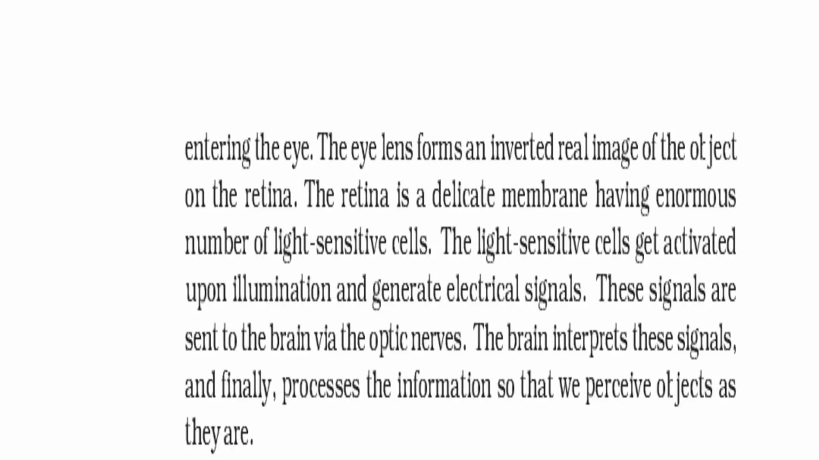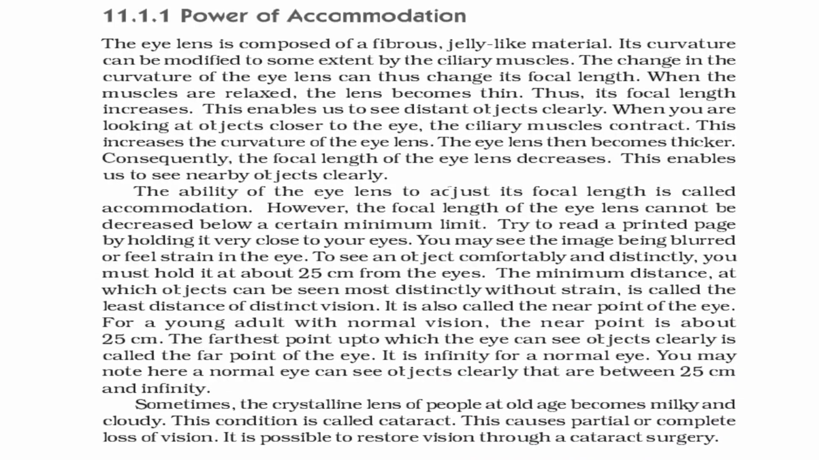entering the eye. The eye lens forms an inverted real image of the object on the retina. The retina is a delicate membrane having an enormous number of light-sensitive cells. The light-sensitive cells get activated upon illumination and generate electrical signals. These signals are sent to the brain via the optic nerve. The brain interprets these signals and finally processes the information so that we perceive objects as they are.